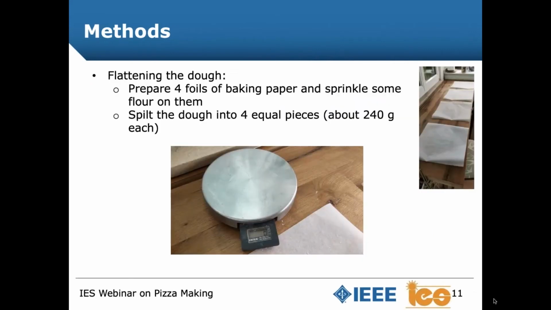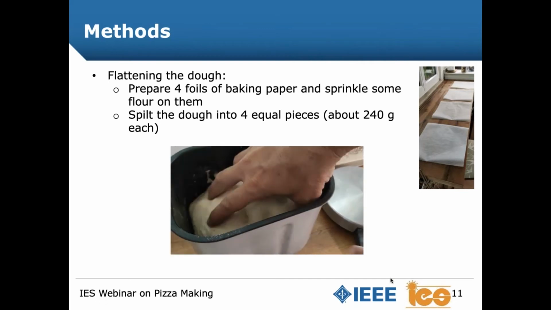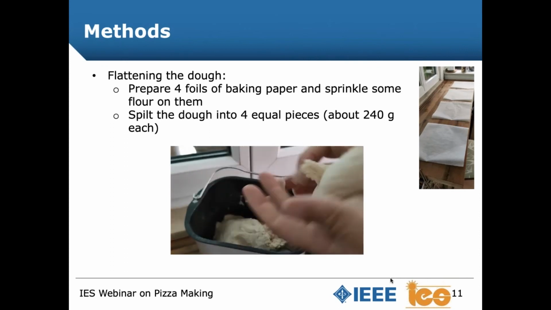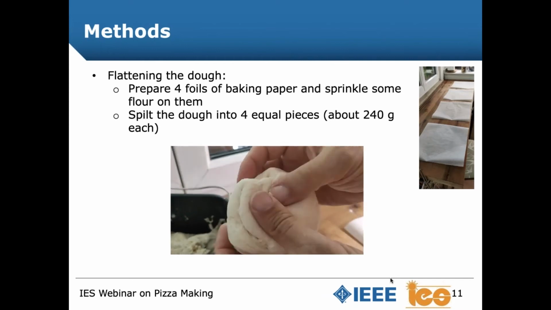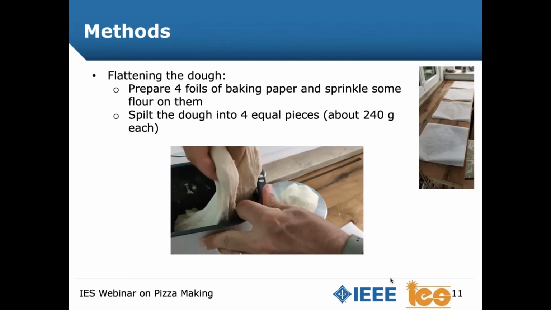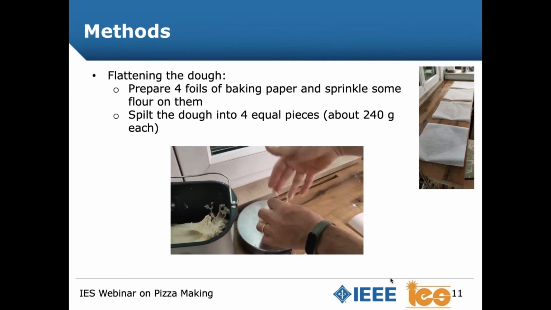Okay. So then you have to flatten the dough. You have to prepare 4 foils of baking paper, and you have to sprinkle some flour on them because you don't want to have the dough attaching to the baking paper. And then you split the dough into 4 equal pieces, about 240 grams. You see the dough is very tight. It's not that soft. You can grab a fairly big amount, and you make 4 equal pieces of about 240 grams.